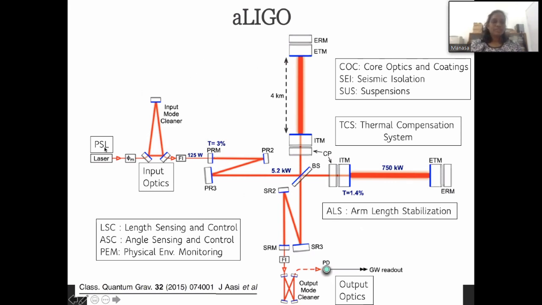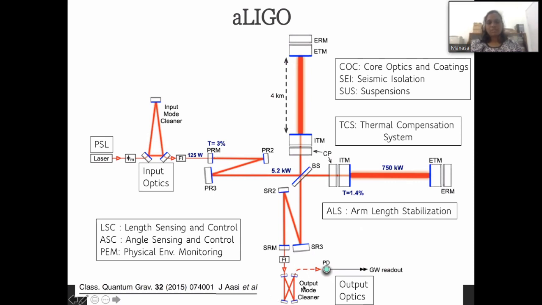So in the iLIGO configuration, we have the main laser, which is a stabilized laser, and then it goes through some input optics which allow for stabilizing the frequency and the intensity of the laser. And the laser is then directed towards the beam splitter, which splits the beam into the two Fabry-Perot 4-kilometer arms. Apart from the two arm cavities, we have two recycling cavities whose length is determined by the position of the power recycling mirror and the signal recycling mirror. These are actually folded cavities.